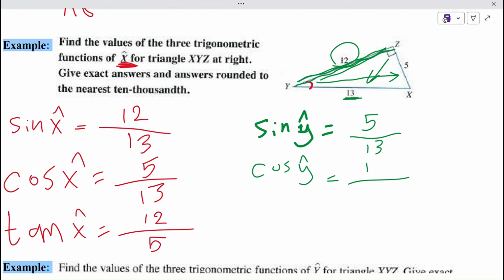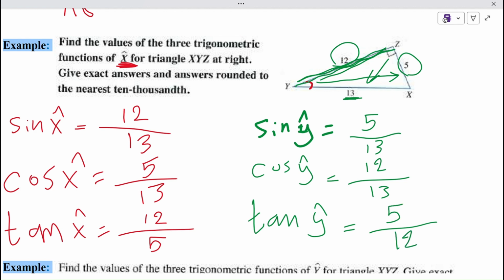What about tangent? Tangent of y is opposite, which means 5, over adjacent. Where's the adjacent? The adjacent is 12. That's enough. Guys, this is very, very easy. At first, determine the angle. Then you can find the answer depending on these rules. Okay?